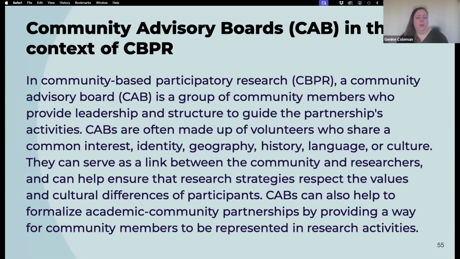Our CAB intends to be pretty diverse because cannabis is a very diverse culture, really, and community. CABs can serve as a link between the community and researchers and can help to ensure that research strategies respect the values and cultural differences of participants. CABs can also help to formalize academic community partnerships by providing a way for the community members to be represented in research activities. Next slide, please.